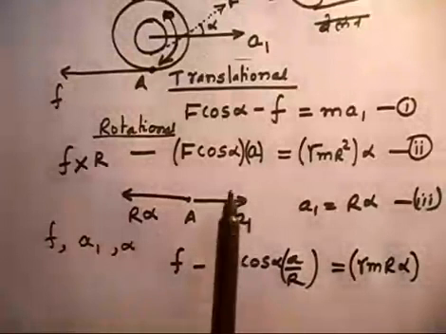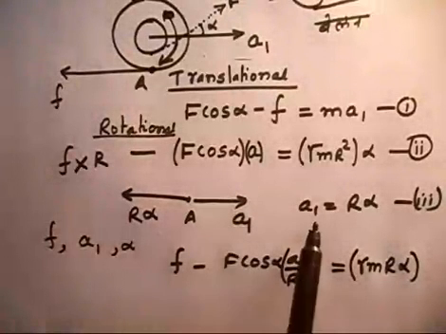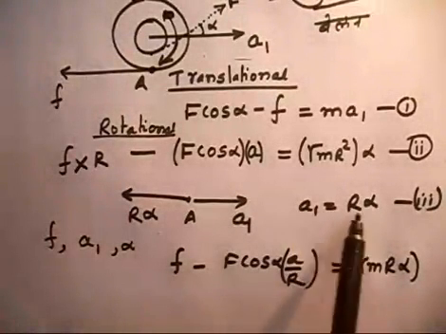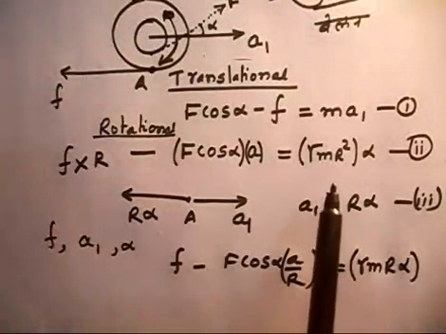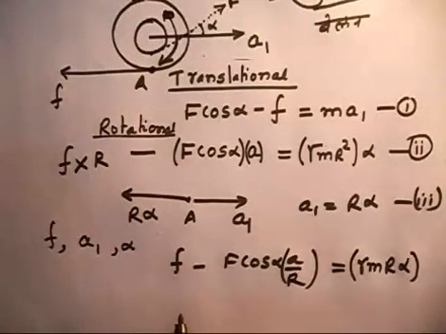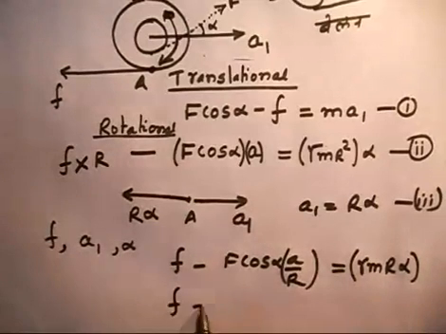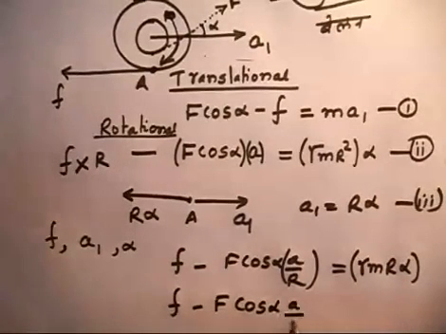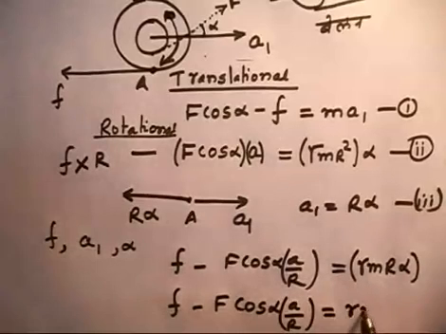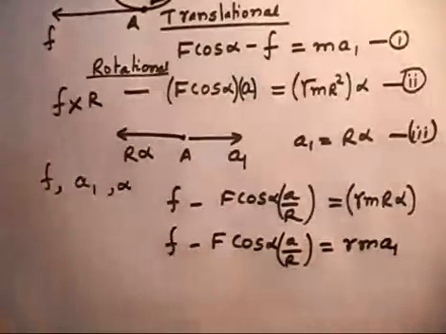Now I need F cos alpha. Equation 3 is A1 equals R alpha. If I put this in equation 2, A1 is equal to R alpha, so equation 2 can also be written as F minus F cos alpha a by R, and R alpha is simply A1, so this is A1. Equation 2 can be massaged something like this. Are you getting or not?